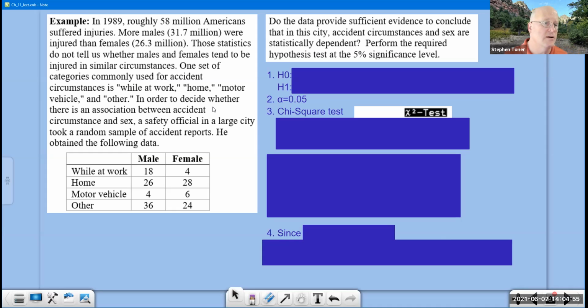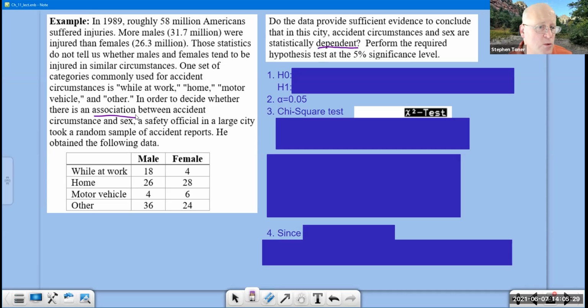In order to decide whether there is an association, another key word that piques my attention, between accident circumstances and sex, a safety official in a large city took a random sample of accident reports and he found this data as you see in the table. So do the data provide sufficient evidence to conclude that in this city, accident circumstances and sex are statistically dependent?